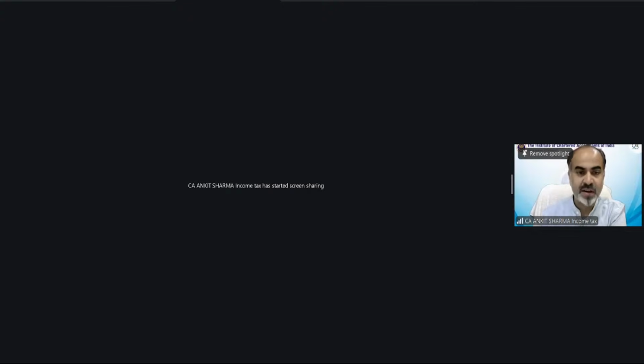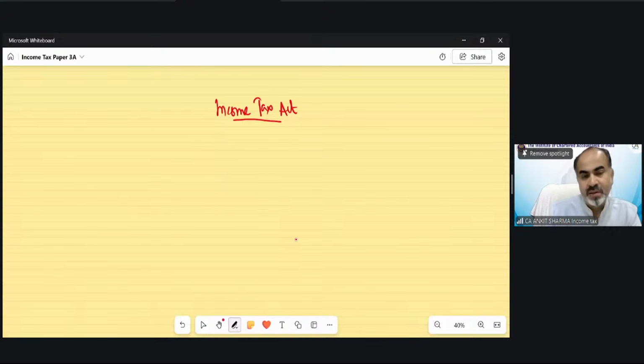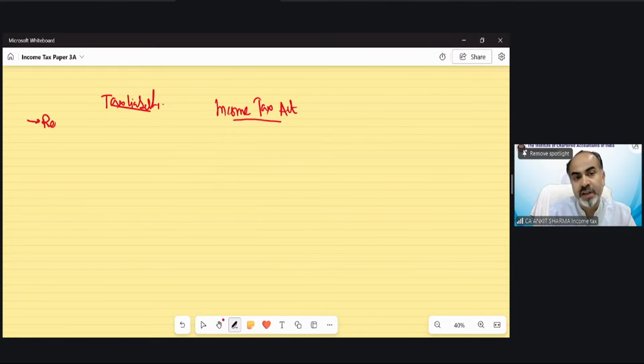discussing, let's see the topic, and this is chapter number 9, in which we will discuss income tax liability, computation, and optimization. Now, this chapter is covering technically the calculation of tax liability. And when we say calculation of tax liability, it covers everything. Because if you want to calculate tax of any person, you have to go through the residential status, because that is important for the purpose of taxability of the income.